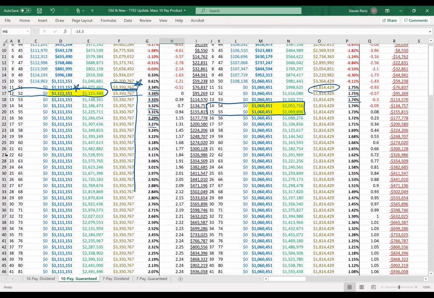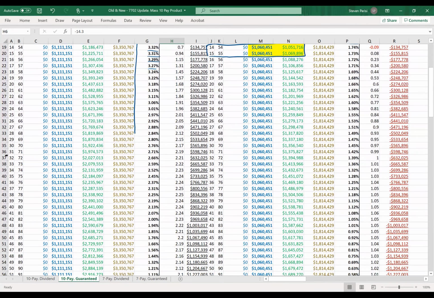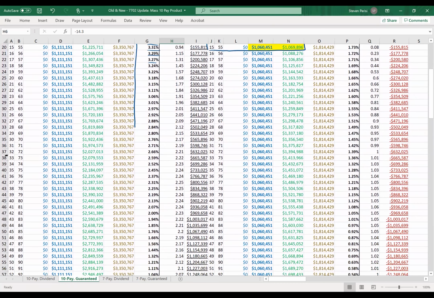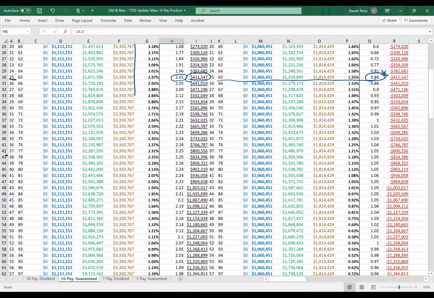So looking at this over time, if we go 25 years down the road, do we see a difference? Yeah, based on the guarantees, about $400,000. We've got an average internal rate of return of almost a clean 2% with the old product, whereas the new product, about 0.84%. And as time passes, you just see a similar trend here.